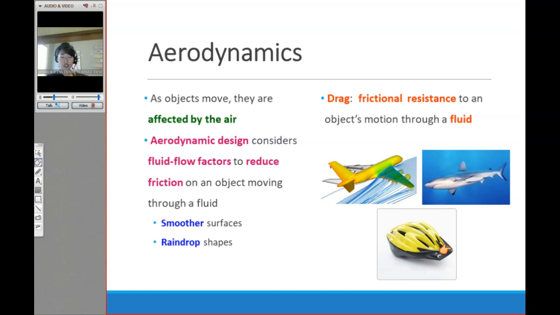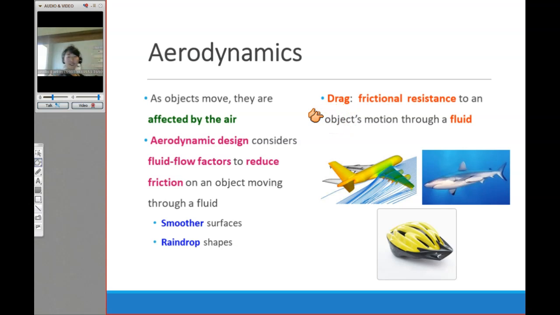Yeah, exactly. So they kind of come to a point, kind of like a rounded point, but a point nonetheless, right? So these are what we call raindrop shapes. So a raindrop shape is going to cut through the air or through the water much better. Okay? Yeah, aerodynamic or water dynamic, exactly.